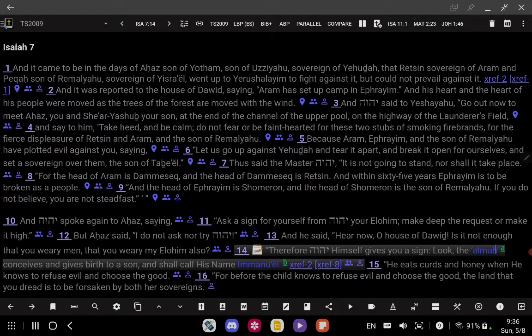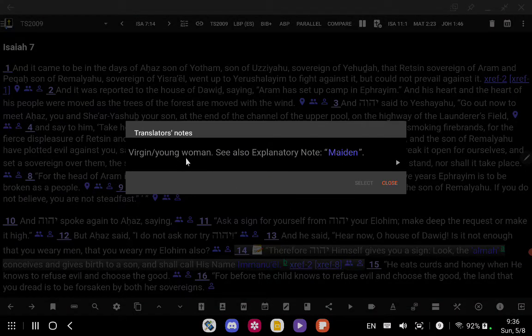Look, the Alma. So this is the Hebrew for the word there. And it says, the Alma conceives and gives birth to a son, and shall call his name Emmanuel, God with us. So this Bible version that I like apparently chose not to side one way or the other on what they believe this is saying. So they chose, and that's what I'm coming to right now. They didn't put the word virgin, and they put a little note here, virgin or young woman.